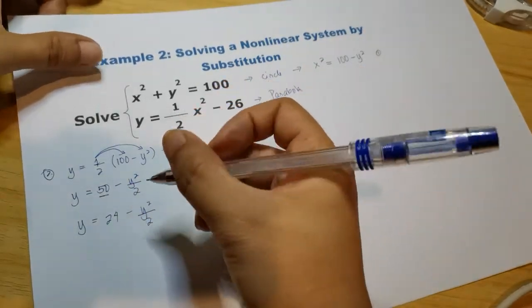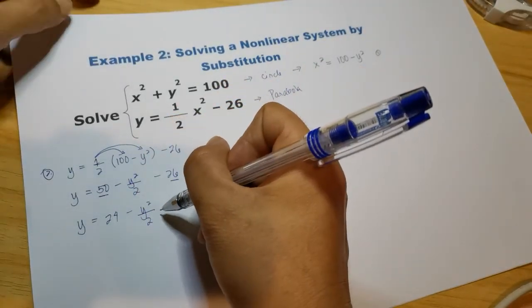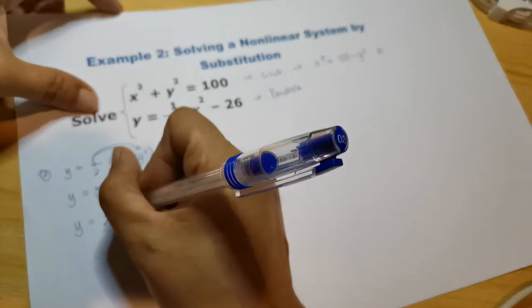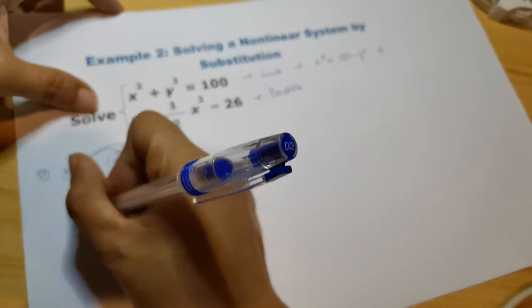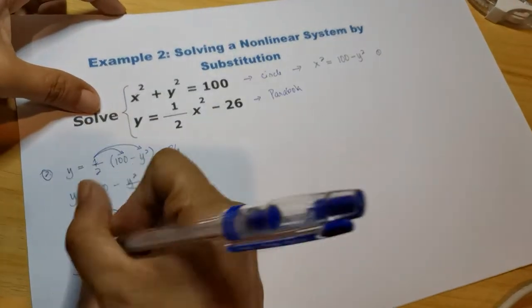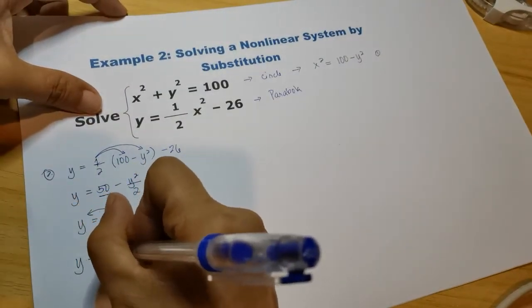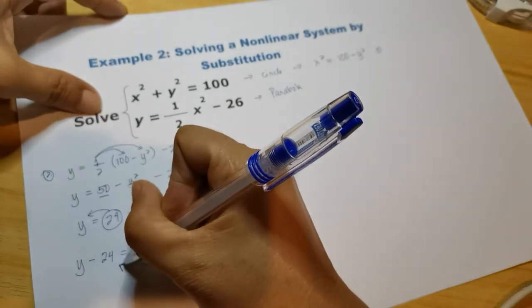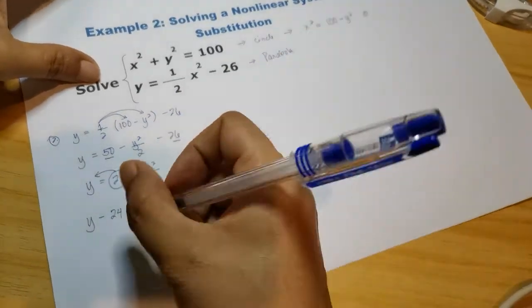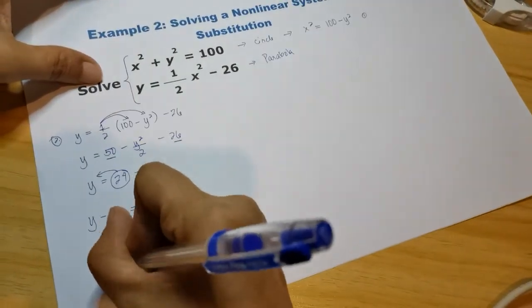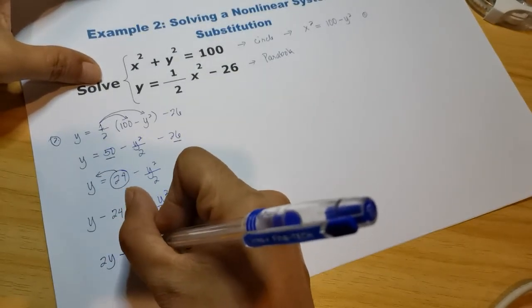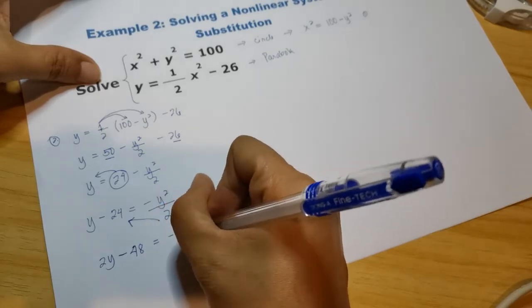Now, para mas madali ang pag-operate ninyo, dapat kasi ito gagawin natin siyang isang fraction. Pero, mas madali kapag ililipat muna natin ito doon. So, that will become y minus 24 equals negative y squared over 2. And then now, mag-cross multiply na tayo. Okay? So, 2 times y is 2y minus 2 times 24 is 48 equals negative y squared.